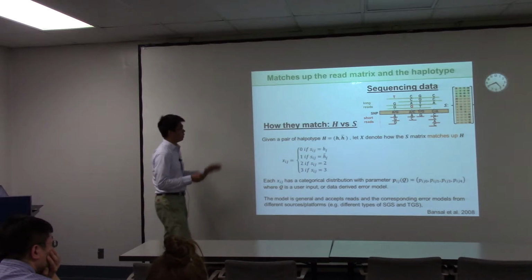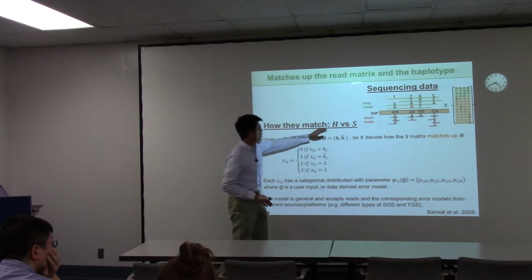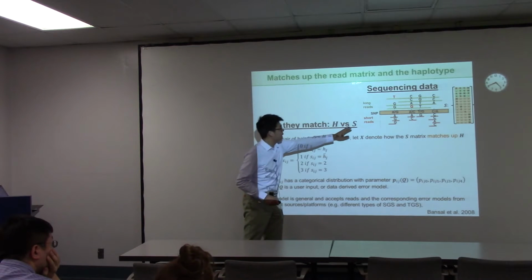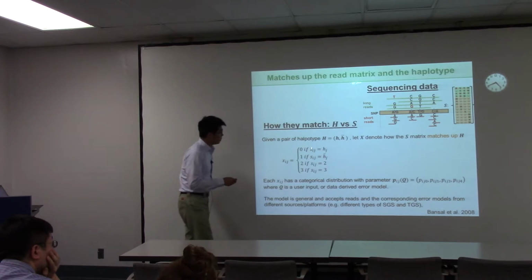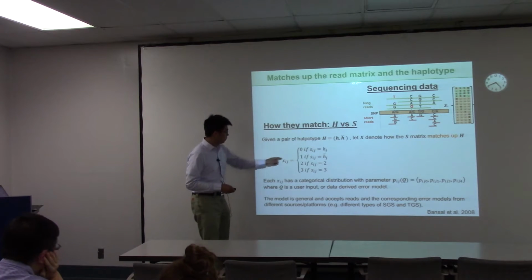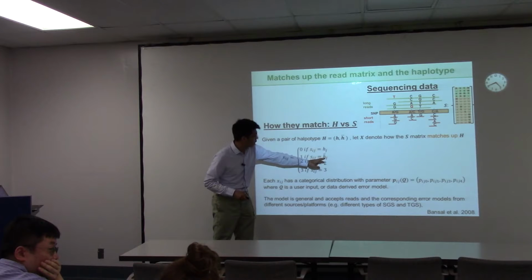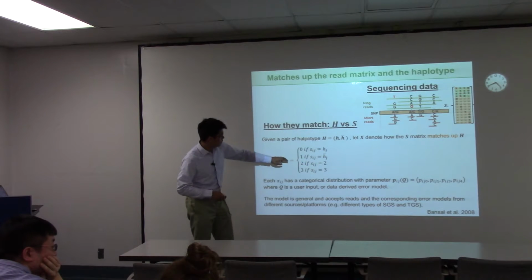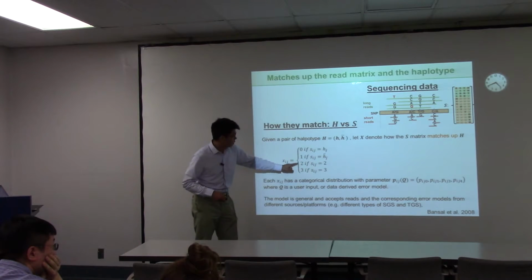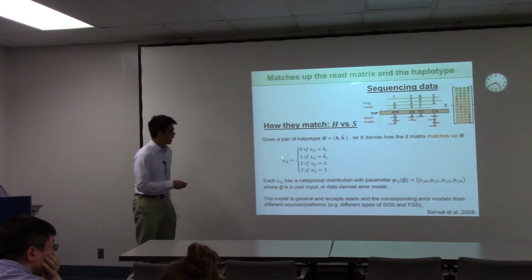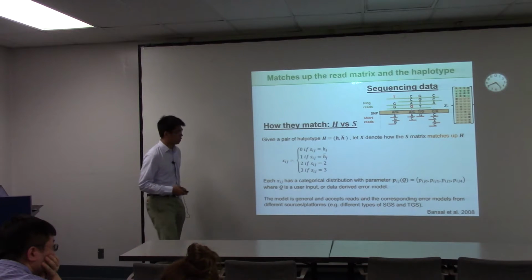And then we check how similar the given haplotypes and your data are. If they match H_J, then we give 0. If they match the complement H bar J, then we give 1. If it's just an error, then we assign 2 or 3. And this Xij will have a categorical distribution. I will show you later.